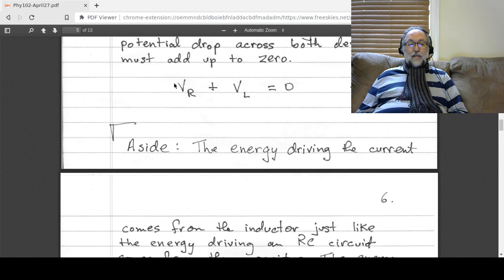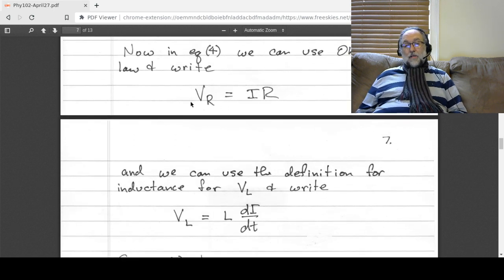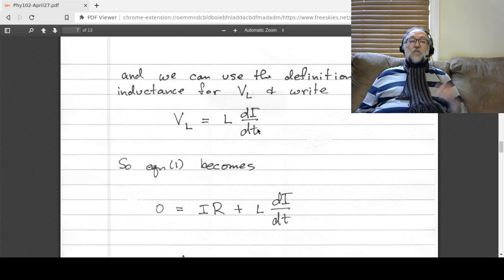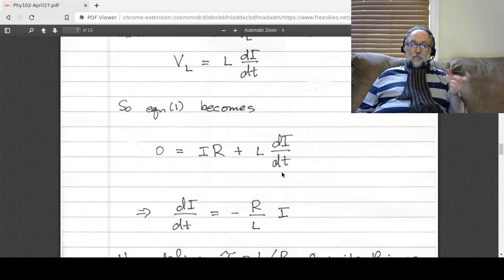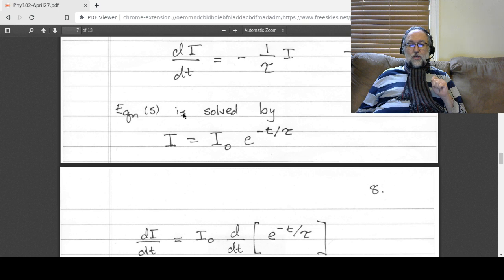Okay, now let's look at that one. Again, you start with the fact that the potential drop across the resistor and the potential drop across the inductor add up to 0. From that you can use Ohm's law for the potential drop across the resistor, and this equation, which is the definition of inductance, where L is the inductance, for the potential across the inductor. Then plugging that into the equation that says the potential drop across both must be 0, again 0 because there's no battery in there. Then you can just solve the differential equation, and it turns out that this is the equation that solves it, which looks an awful lot like the previous one, except that I replaces Q.